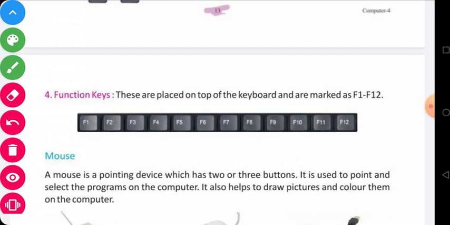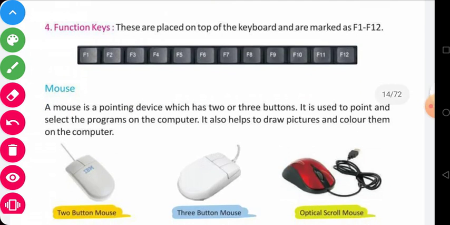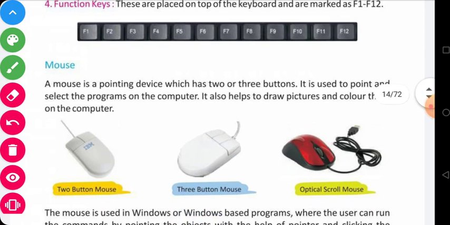Now we are moving on to the next type of input device, which is called the mouse. A mouse is a pointing device which has 2 or 3 buttons. It is used to point or to select any program on a computer. Why do we use a mouse? Because the mouse acts as a pointer, and we can select any program or text, or we can open any program with the help of the mouse. So the mouse is a very important input device in a computer system.